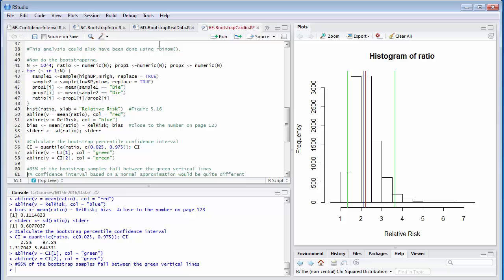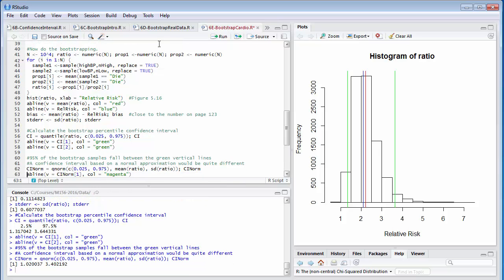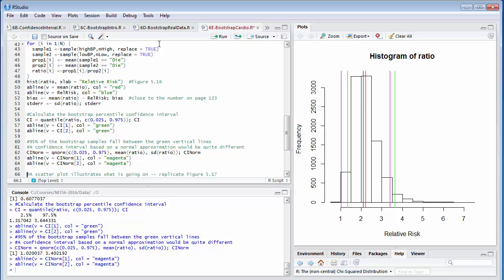If we did this using a normal approximation, we'd get quite a different result. I can do this by using the mean and standard deviation of the ratios, and I plot that as magenta lines, and get quite a different confidence interval. I repeat, I'm not convinced that the bootstrap percentile confidence interval is doing the correction in the right direction.